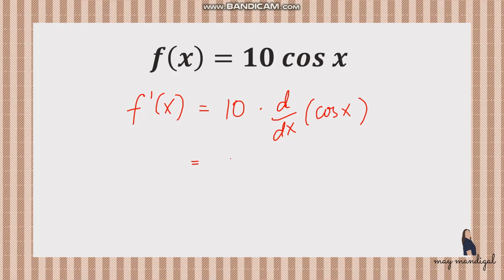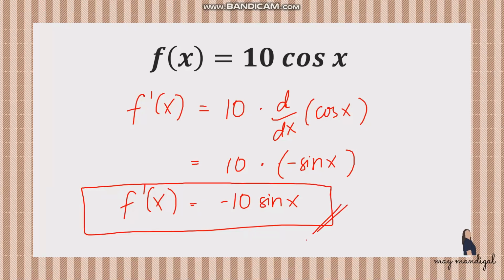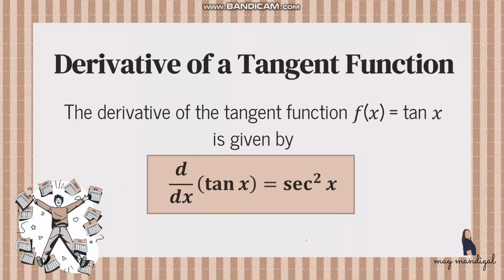So the derivative of cosine is negative sine, so times negative sine of x. Therefore, f prime of x here will be equal to negative 10 sine of x. So this is now the derivative of our function. Again, for cosine, its derivative is negative sine of x.